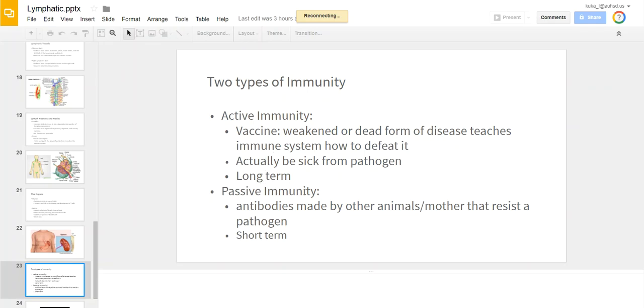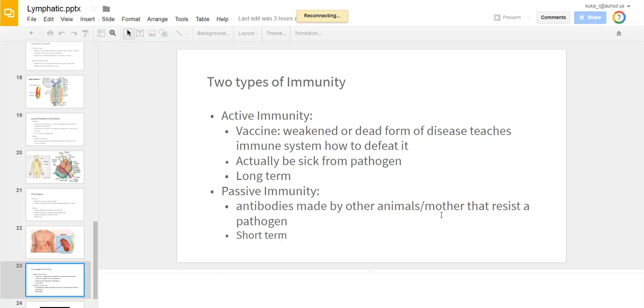The second one is passive immunity. These are short term. So this is you getting an antibody from another animal or your mother, and that helps resist the pathogen. So like babies, they get their mom's immunity. Mom passes on their immunity. We also can do passive immunity from taking blood samples and breaking them down from other animals and injecting ourselves with them. You, doctor, not you specifically. And it will give you short-term immunity to certain diseases.